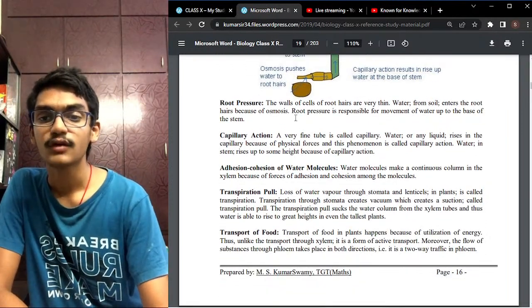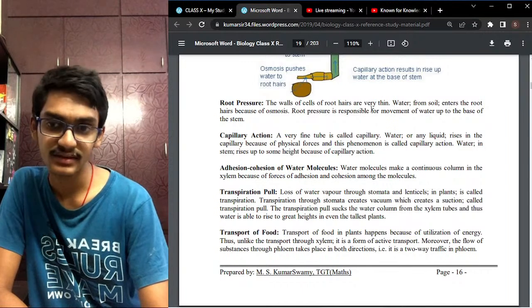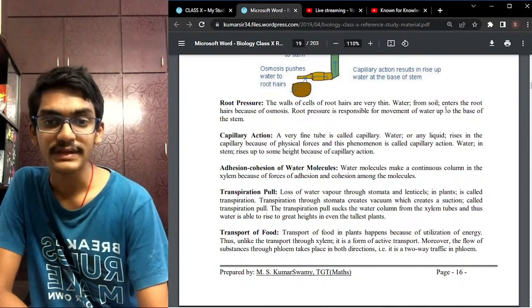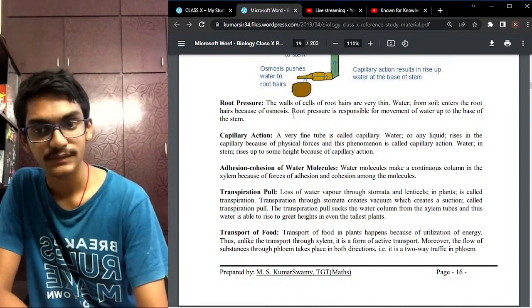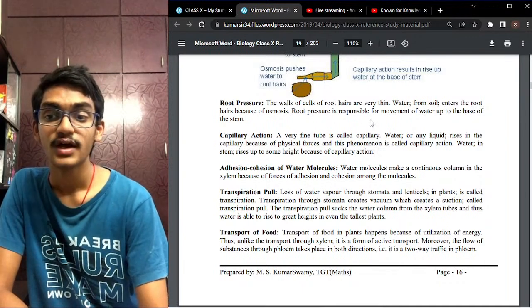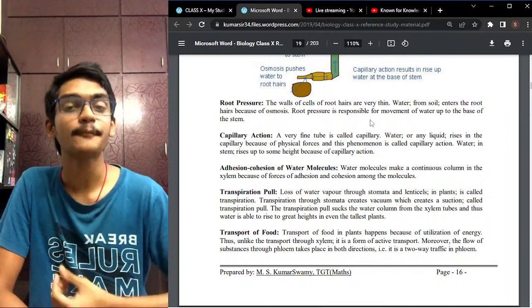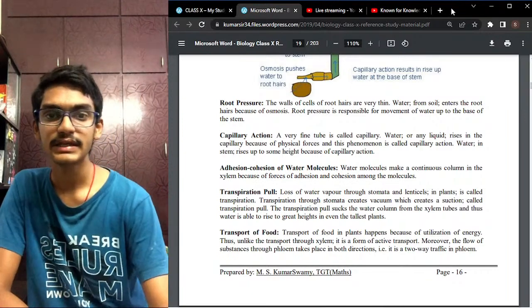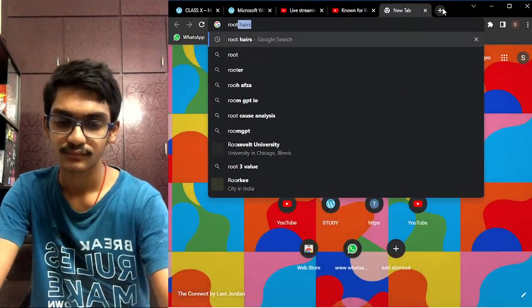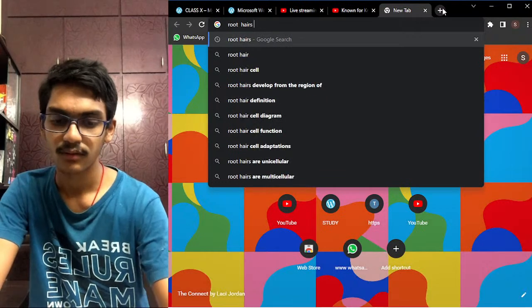The walls of the cells of the root hairs are very thin. The water from the soil enters the root hairs because of osmosis, and the root pressure is mainly responsible for the movement of water up to the base of the stem. As you can see, the roots. Okay, I'll show a picture.